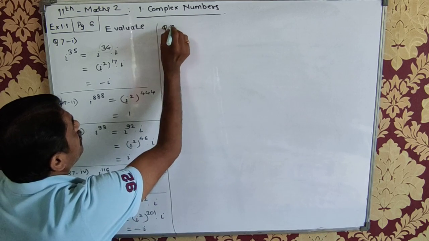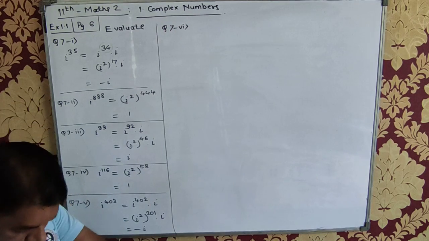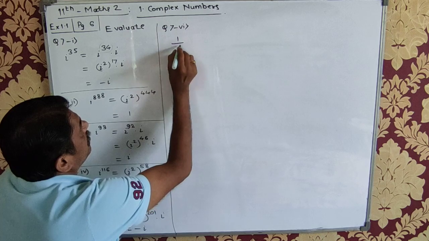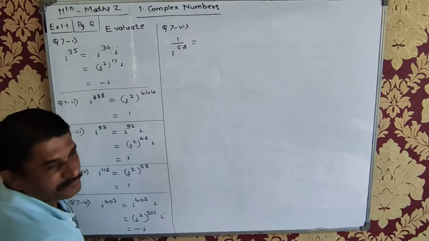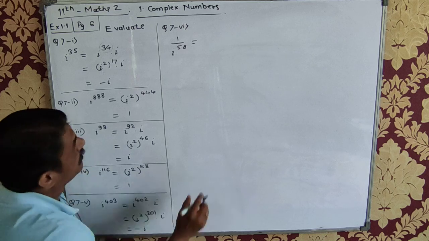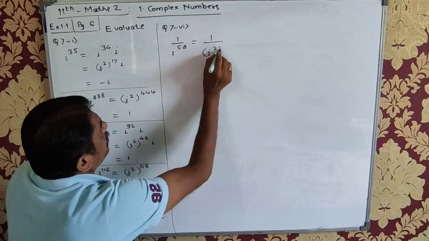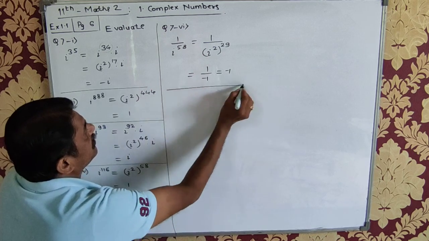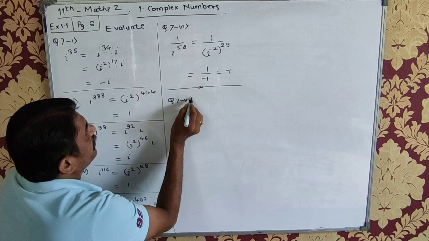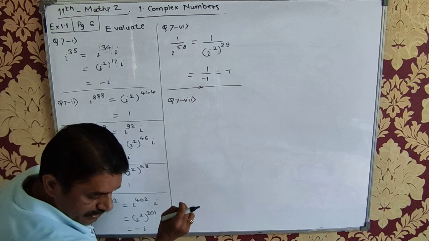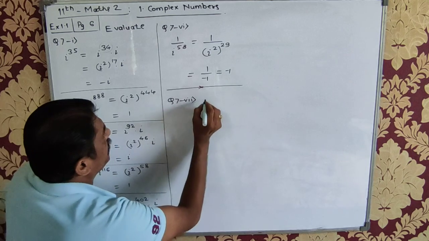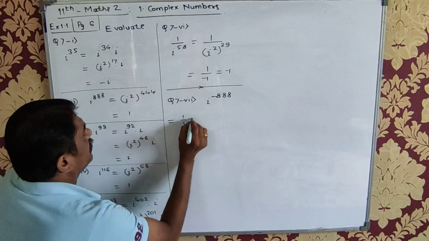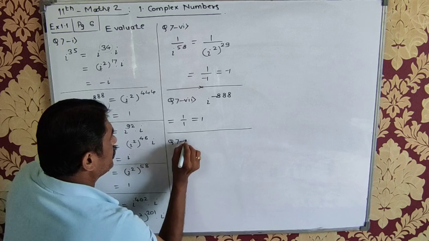Question number 7 (vi). 1 upon i raised to 58. How do we go for that? 1 upon i square bracket raised to 29. That is equal to 1 upon minus 1. Minus 1 is the answer. Okay? Yes. 7 (vii). i raised to minus 880. So this is 1 upon i raised to 880, 1 upon 1. That is equal to 1.